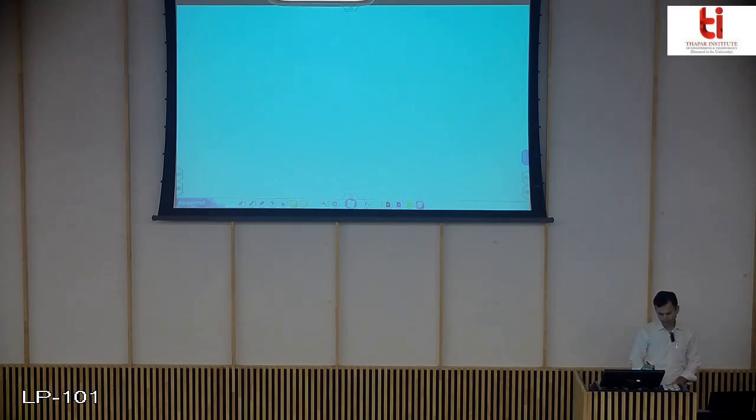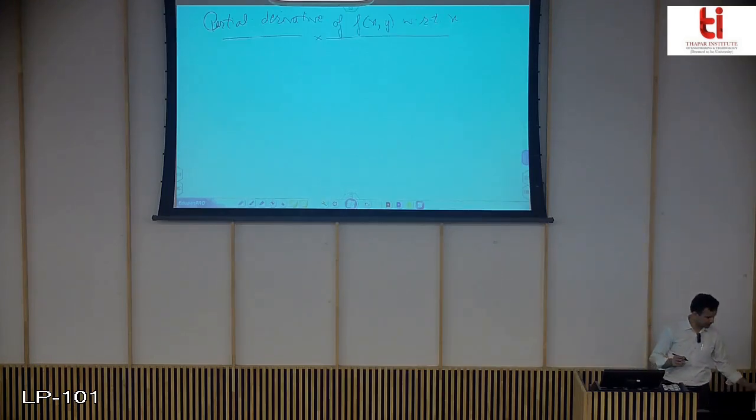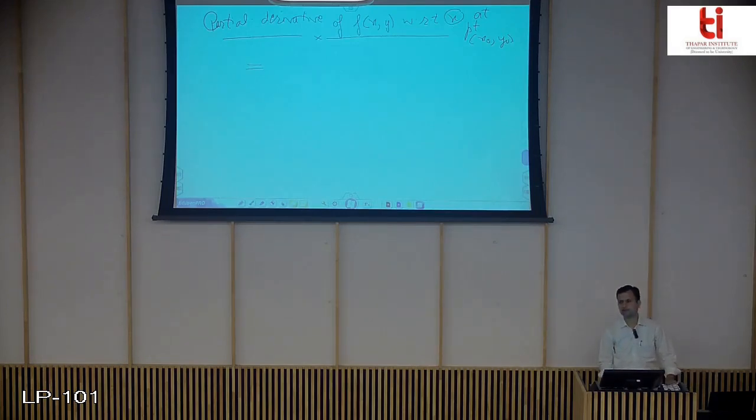Now coming to the definition of the partial derivative of f(x, y) with respect to x, say at the point (x0, y0). The partial derivative of f(x, y) with respect to x at the point (x0, y0) is given by a notation like this one: ∂f/∂x at (x0, y0), and this is given by d/dx f(x, y0). This is one of the representations of partial derivative.